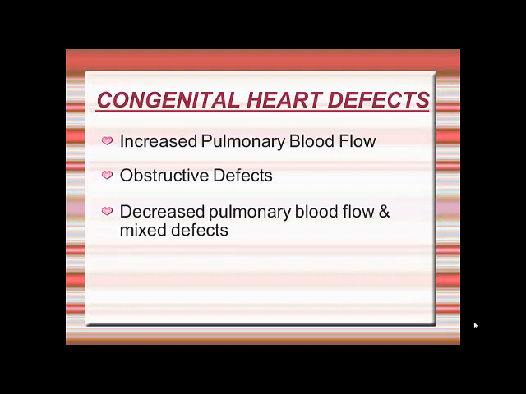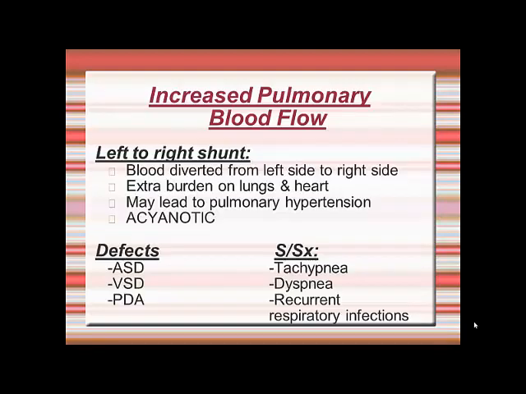Congenital heart defects, there's really three different kinds we're going to talk about. So this first session we're going to talk about increased pulmonary blood flow. Later we'll talk about obstructive defects, and then we'll talk about decreased pulmonary blood flow and mixed defects. So right now we're going to talk about increased pulmonary blood flow.